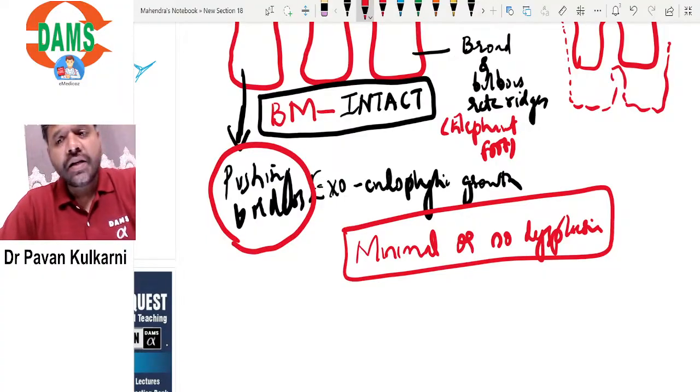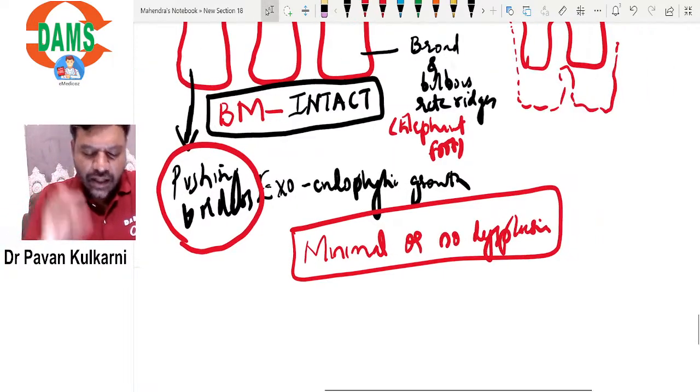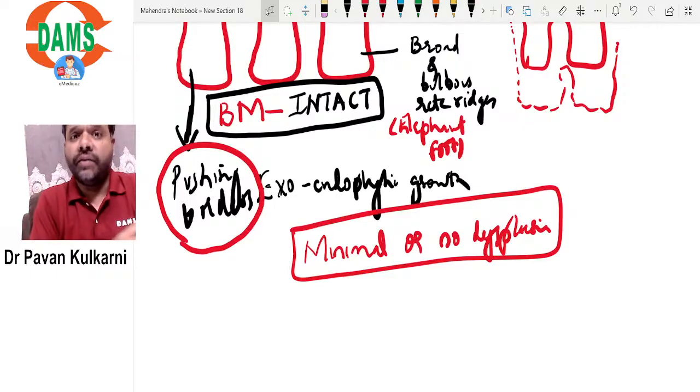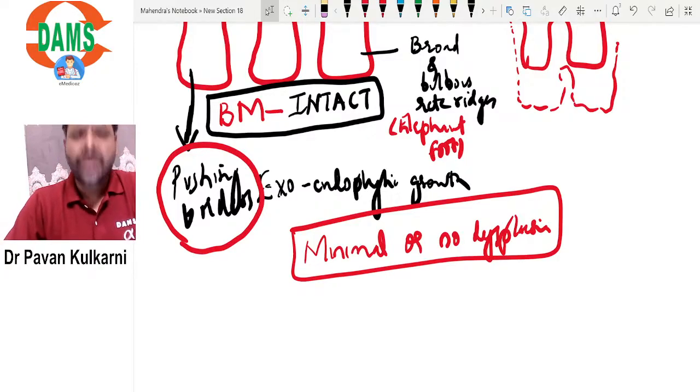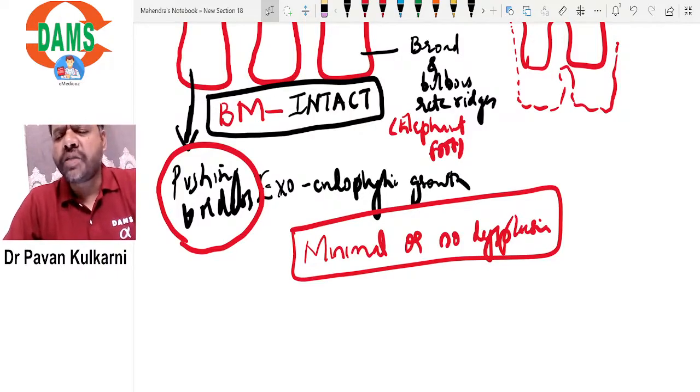So with this, can we tell that verrucous carcinoma, if I have to grade well, moderate, poor, under which grade it will come? More keratin, minimal or no dysplasia at all, there is no invasion at all because the basement membrane is totally intact. It is showing pushing borders or pushing margin.